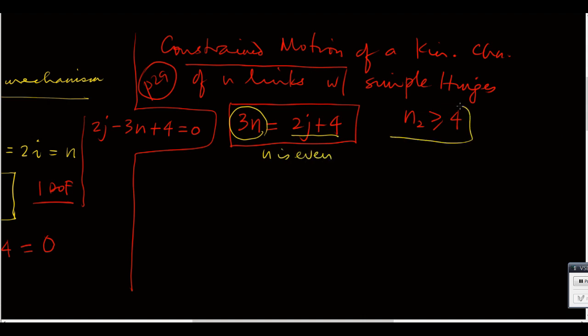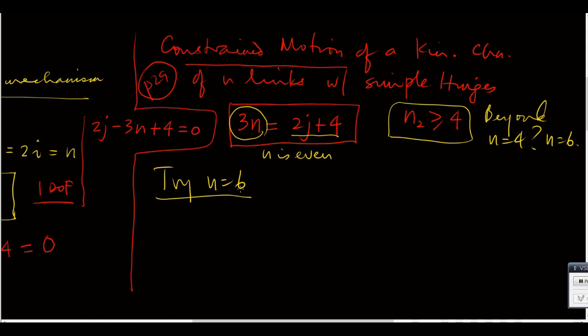So next, beyond n equals 4, we have n equals 6. So try n equals 6. Okay, i max is equal to n by 2, that is 3.